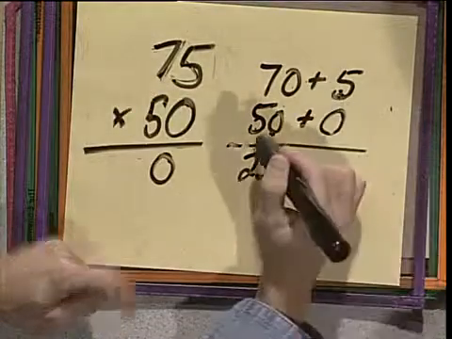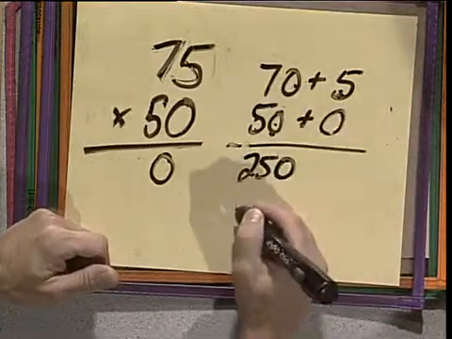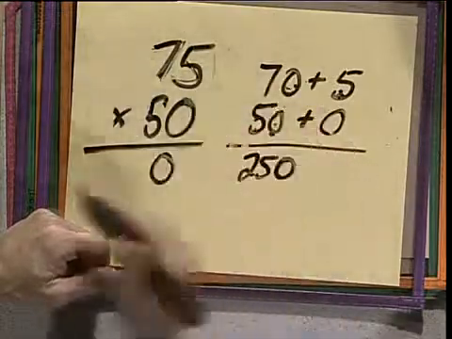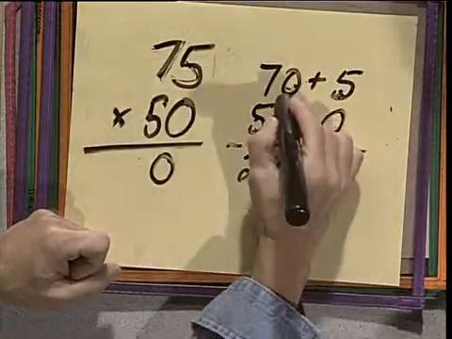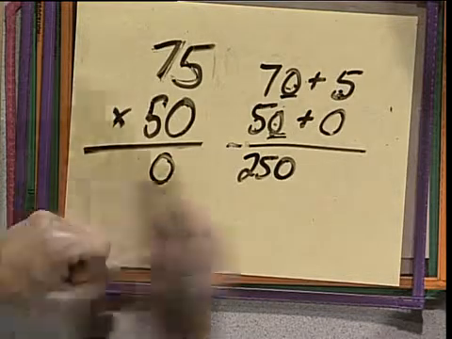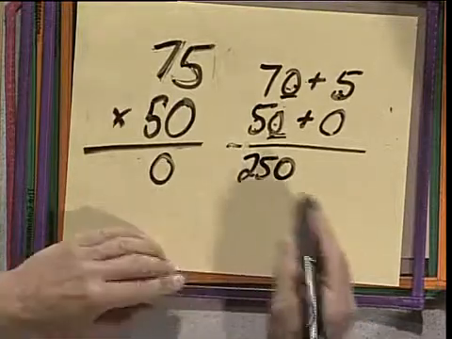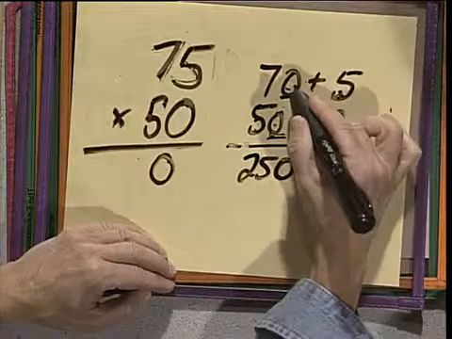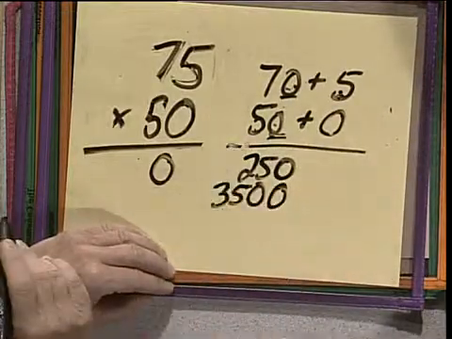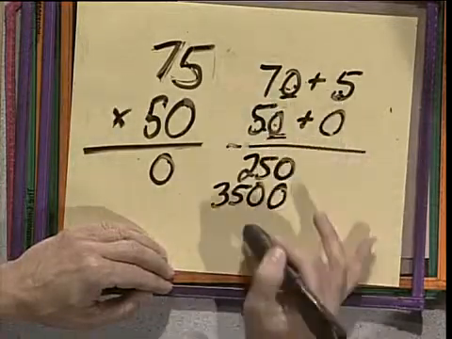5 times 7. Basic fact, 5 times 7. 35. And how many zeros? Nope. How many zeros do you have? Because you have 50 and 70. So you have 1 zero in the 50 and 1 zero in the 70. So how many? 2. So we have the 35, and we want to make sure we don't write the 35 under the 25. Because we have 2 zeros, we write it like this. Okay? So 50 times 5 is this one, 50 times 70 is this one.